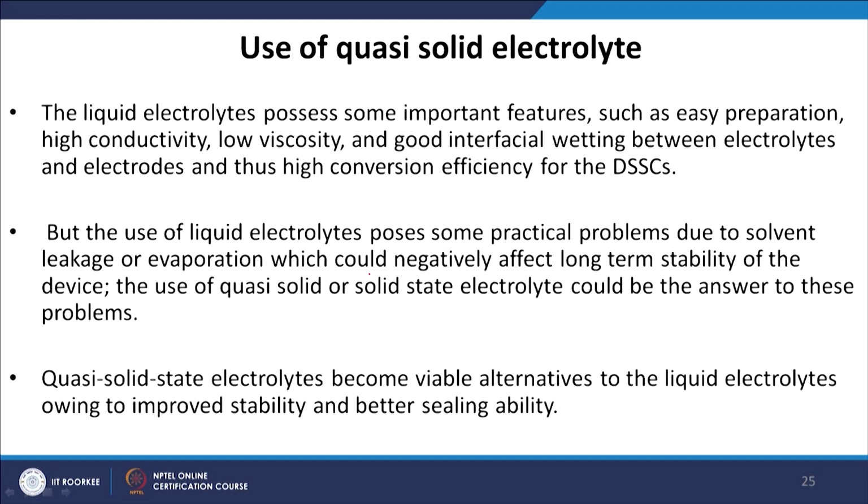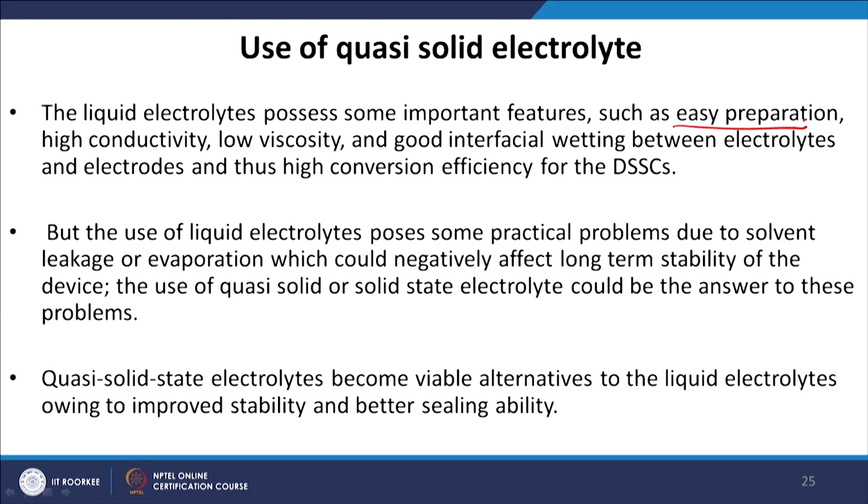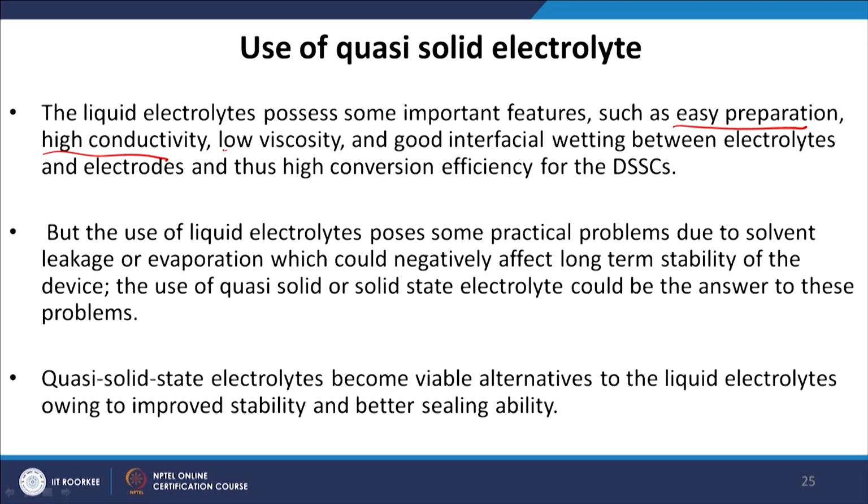The liquid electrolytes possess some important features such as easy preparation, high conductivity, low viscosity and good interfacial wetting between electrolytes and electrodes, and thus high conversion efficiency for the DSSC. Now, these are also the design parameters for the electrolytes. First of all, they should be easy to make. If we make this from iodine triiodide in acetonitrile, the synthesis is quite easy. They should have a high conductivity, their viscosity should be low, and finally, their interfacial wettability with the n-type semiconductor oxide and the platinum counter electrode, or whatever electrode you are using, should be very good. Now, if all the parameters are optimized, then we get a higher efficiency in this DSSC device.